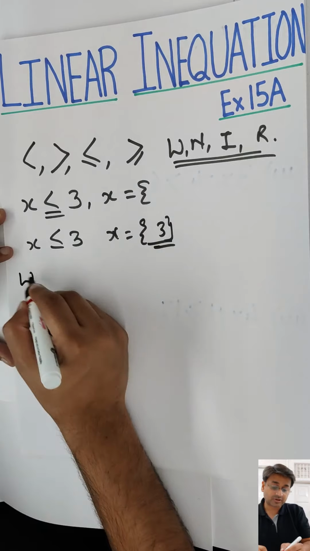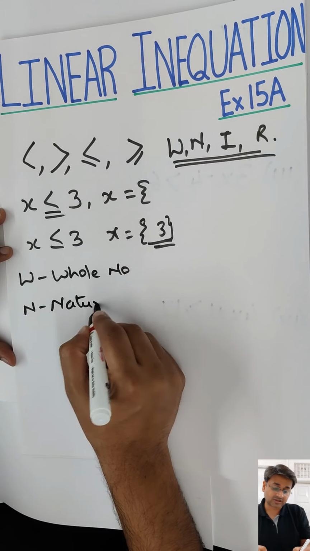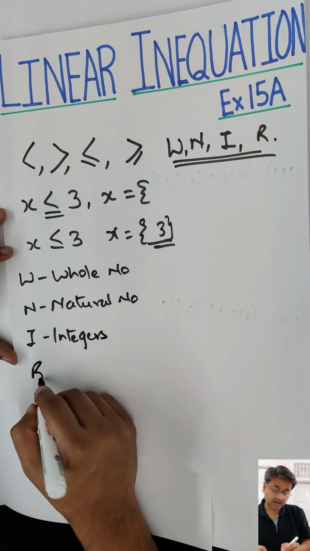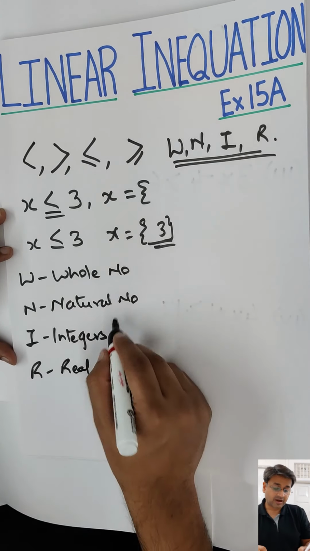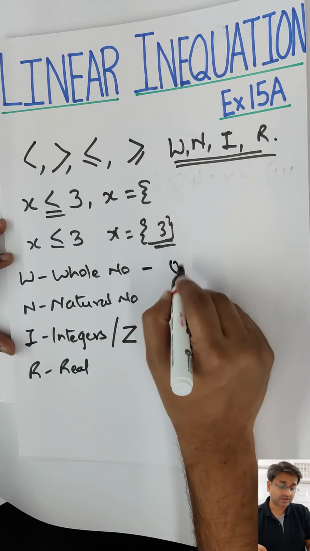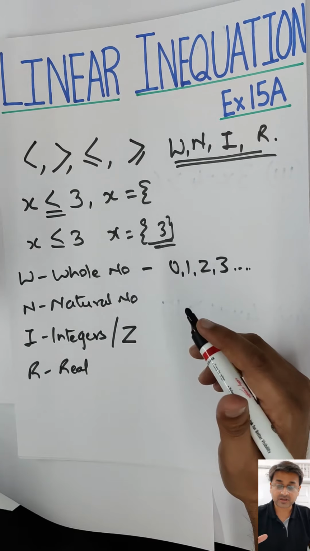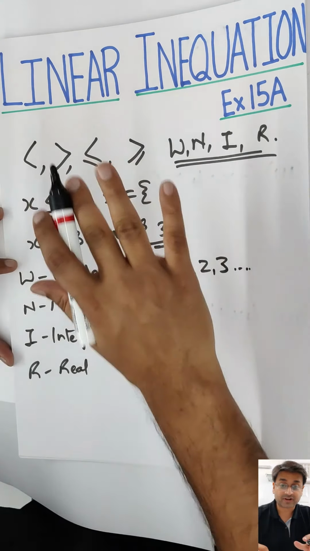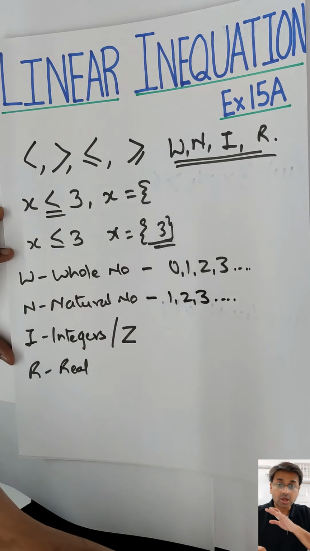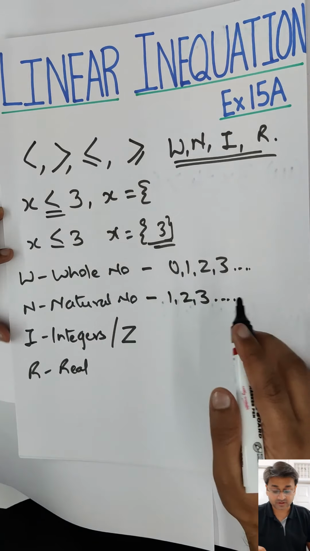Now what are these? W is whole numbers, N is natural numbers, I is integers, and R is real numbers. Integers is also denoted by Z, so you should know both of them. Whole numbers are numbers starting from 0 and going till infinity, but only positive and no fractions. I repeat, only positive and no fractions. Natural numbers begin from 1 and go till infinity. Again the same thing, no fractions or decimals and no negatives, only positive numbers.